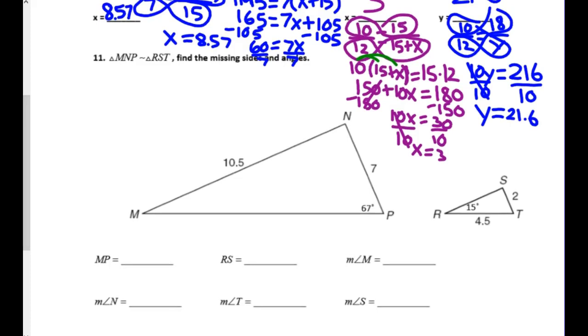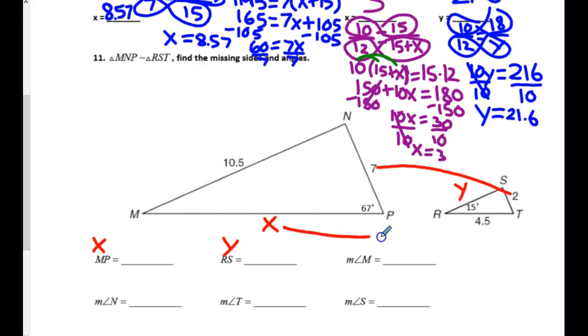Alright, down here, MNP is similar to RST, okay? Find the missing sides and angles. Alright, no problem. So, the two sides we know that are corresponding are 7 and 2, right? The ones we don't know, I'm going to put an X and a Y on, okay? So, if we're missing MP, I'm going to call this one X. When we're missing RS, we'll call this one Y. So, MP, here's an X. And then RS, put a Y.